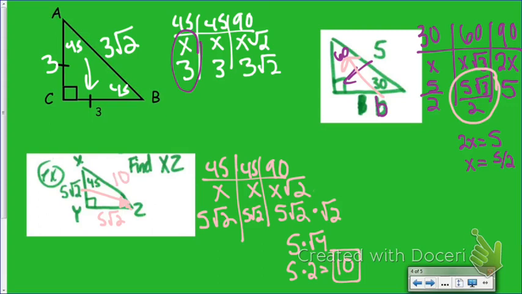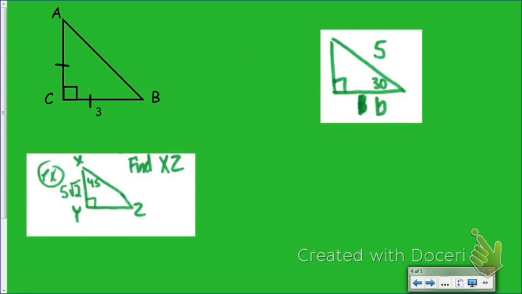So we need to make sure to be careful and not just fill these out quickly, or we might make a little mistake like that.